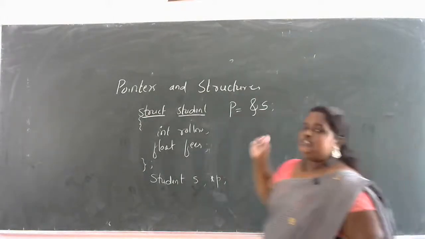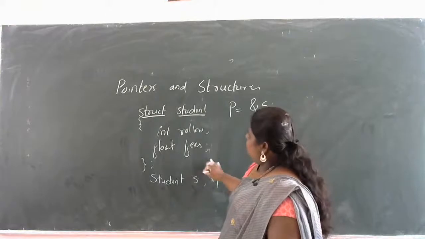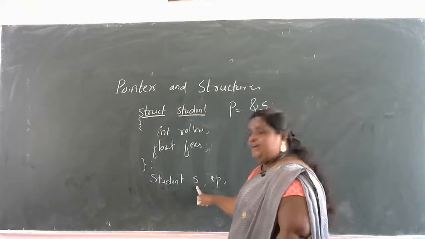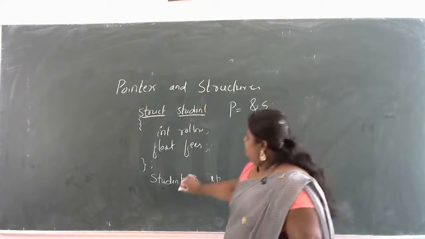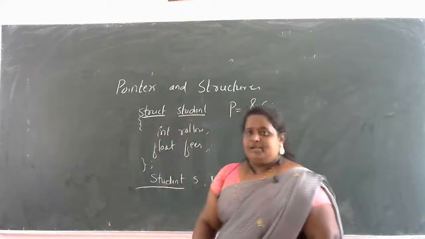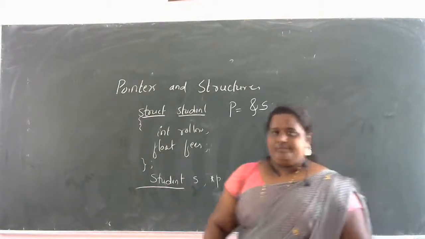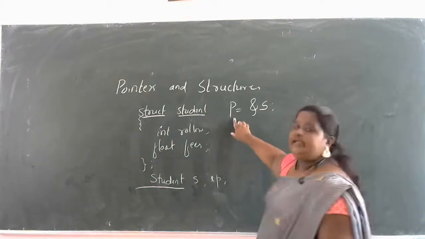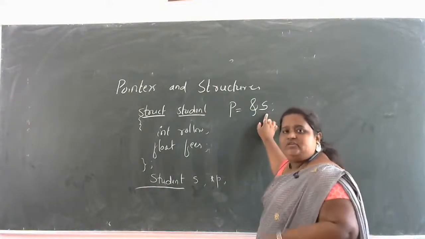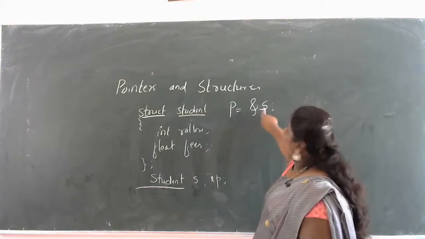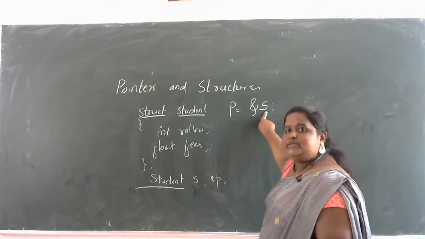What do you mean by structure? Structure is a user defined data type and this is an example for your structure. As I told before, your variable name and pointer variable should be of the same type. That is, here it is of student type. Your variable s and pointer p are of student type. Next, your pointer will hold the address of your structure. It is p equal to ampersand of s. p holds the address of your student structure.